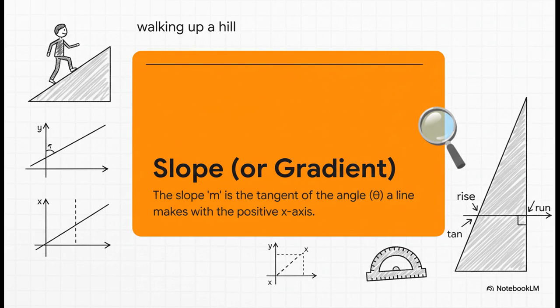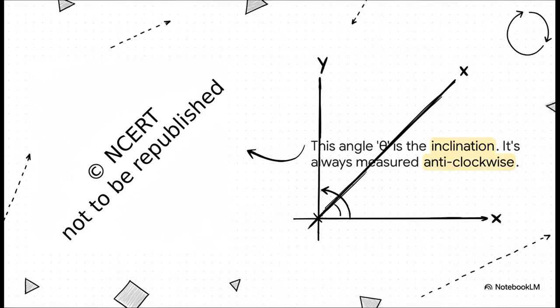It's actually really simple. Just imagine you're climbing a hill, okay? Or walking up a ramp. If it's super steep, it's tough to climb, isn't it? Well, that steepness, that's exactly what the slope is. And in math, we give it a value. We measure it by calculating the tan of the angle that the line makes with the positive side of the x-axis.